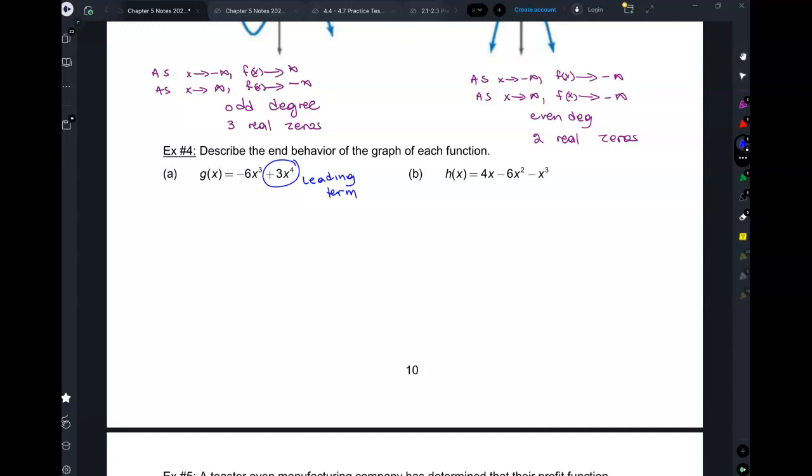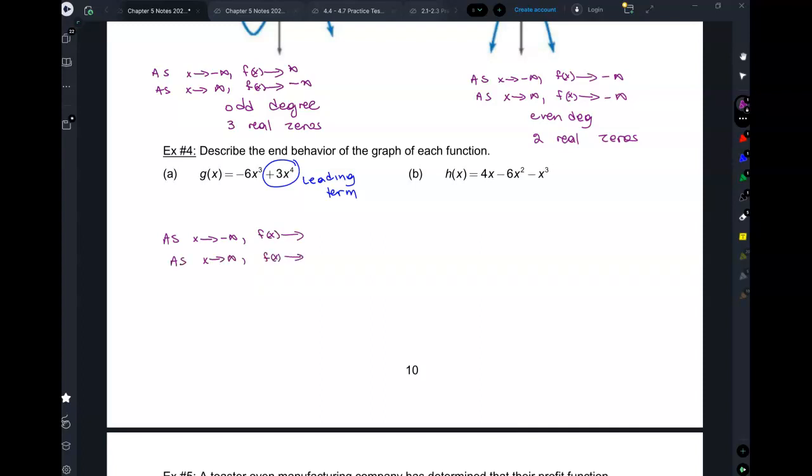Okay, so the leading term is x to the 4. Is that odd or even degree? Even. Okay, so they're going to be the same. So again, we want end behavior. So we're going to do as x approaches negative infinity, f of x approaches this. As x approaches positive infinity, f of x approaches this.